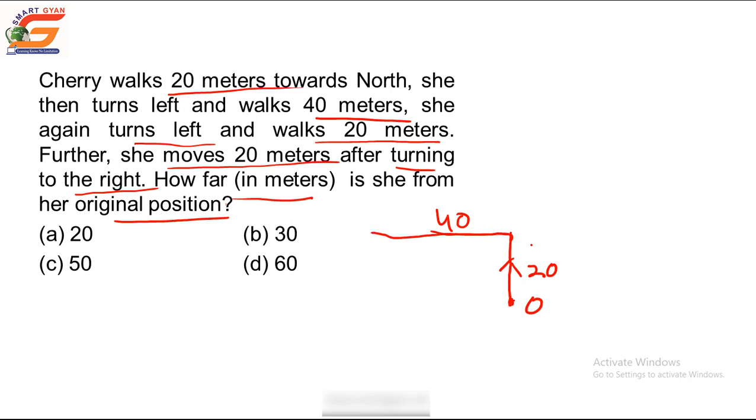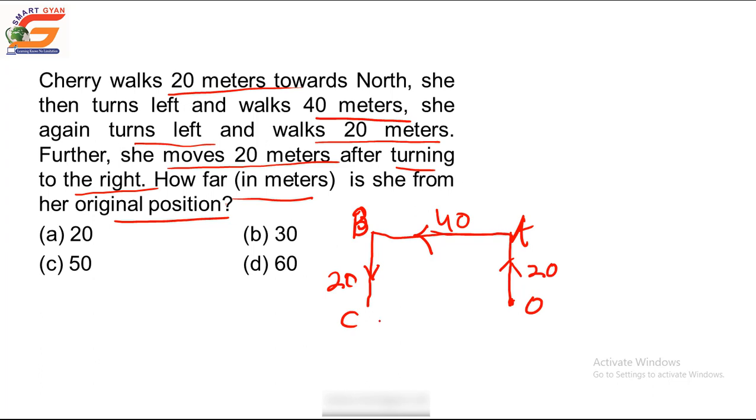So after reaching this point, suppose the starting point is O, then this point let us name A, then this is B. Though it is not required, I have just put names here for your convenience. She again turns left and walks 20 meters. So further from point B, she turns left, which means it will be downward, that is south. She moved 20 meters. So this is the movement from O to A to B, then B to C.